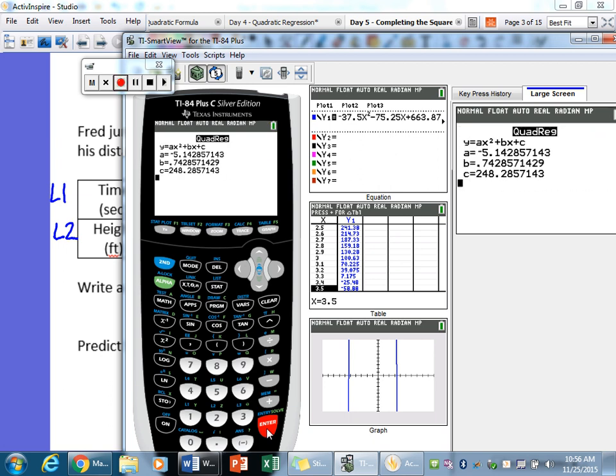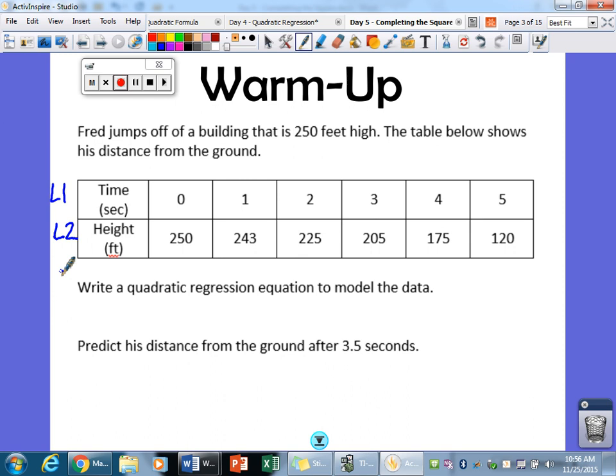And now here it is. So again, I'm just going to round to 2 decimal places. Remember your A's go with your x squared, B goes with x, and C is by itself. So we're going to have negative 5.14 x squared plus 0.74, that's a 0, x plus 248. So there's my quadratic regression equation.